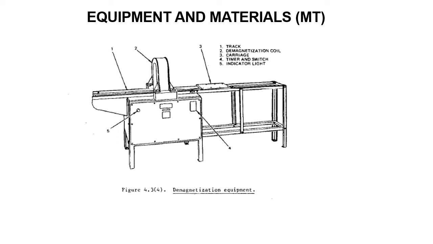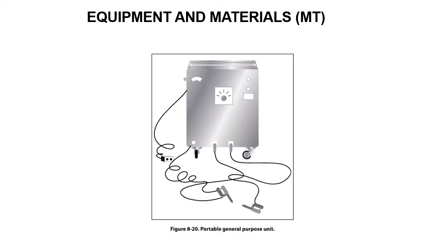Here's demagnetization equipment. You've got a demagnetization coil, a carriage, timer and switch, and an indicator light. But this is the equipment you would use to demagnetize a very large part. Not very large, but a large part.